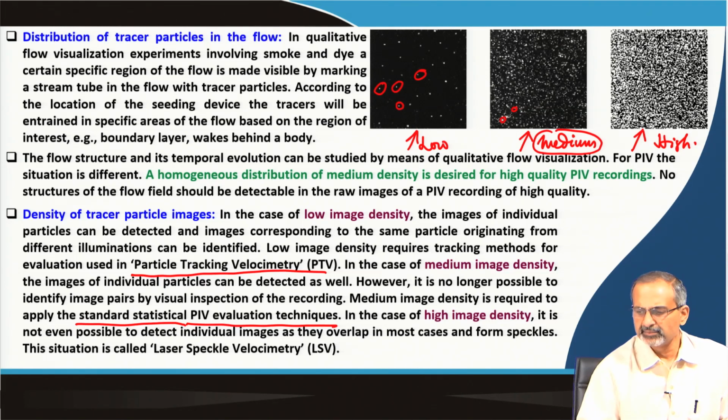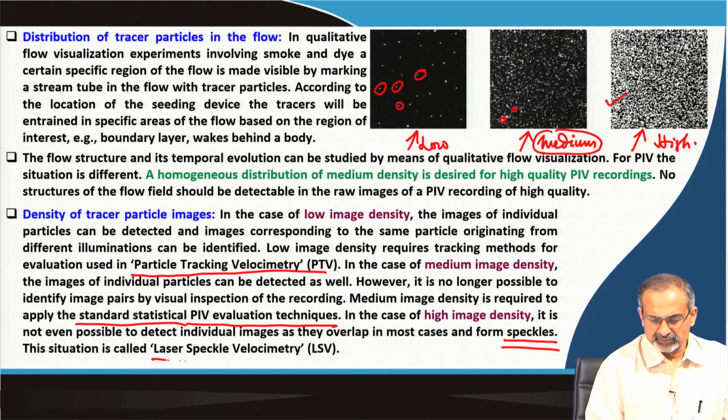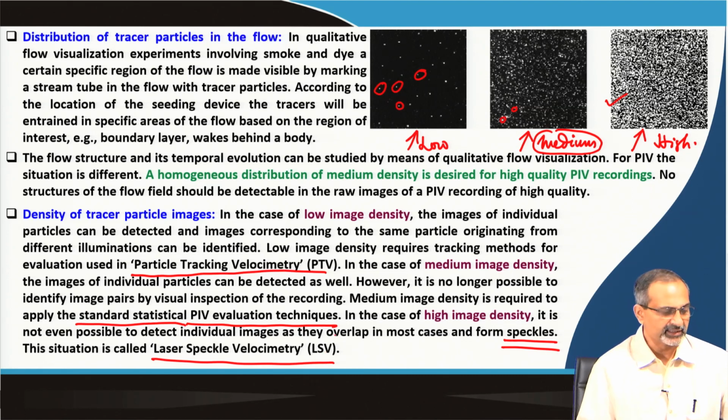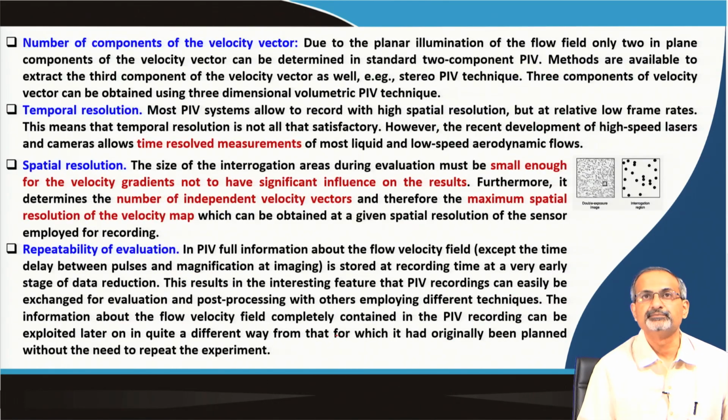In the case of high image density, what you see over here, it is not even possible to detect individual images as they overlap in most cases and they form speckles. This forms a technique which is called laser speckle velocimetry.